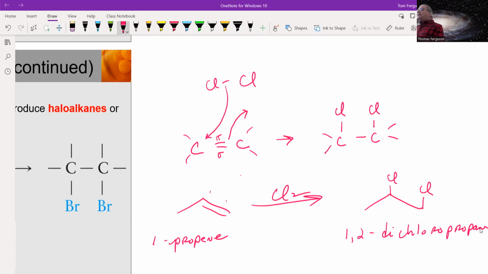Okay, so does this reaction make sense? This is the simplest of the alkene reactions. It's addition of a homogeneous halogen, either Cl2 or Br2.